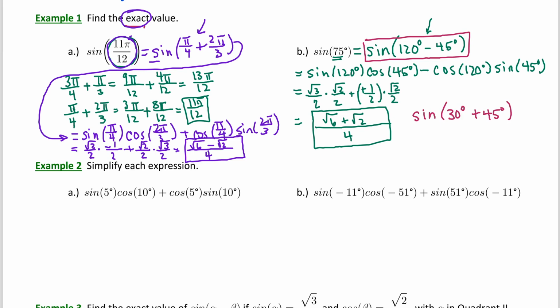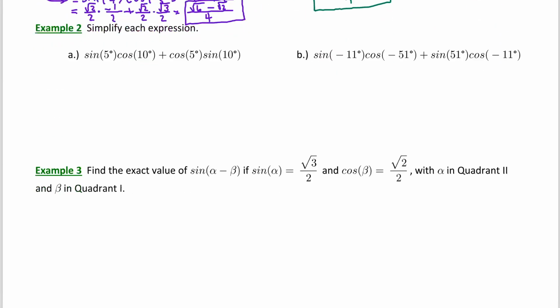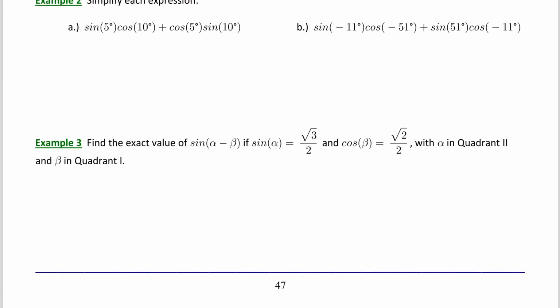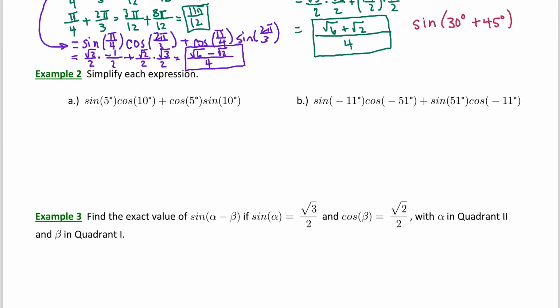All right, let's apply these formulas in reverse and see if we can recognize the pattern. In example 2, we want to simplify each expression. Notice the pattern: sine, cosine, cosine, sine. Also observe the angles are in the same order: 5, 10, 5, 10. So this is matching the pattern of our sine of a sum or difference formulas, right?